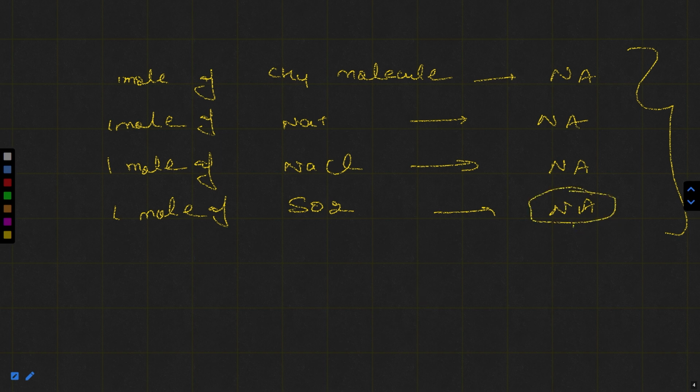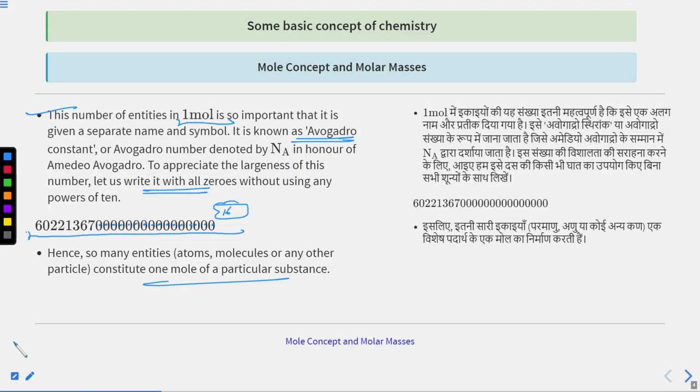This number is given by Amedeo Avogadro and has the value 6.022 into 10 raised to the power 23. This is about the Avogadro number value. I hope this is clear to you.